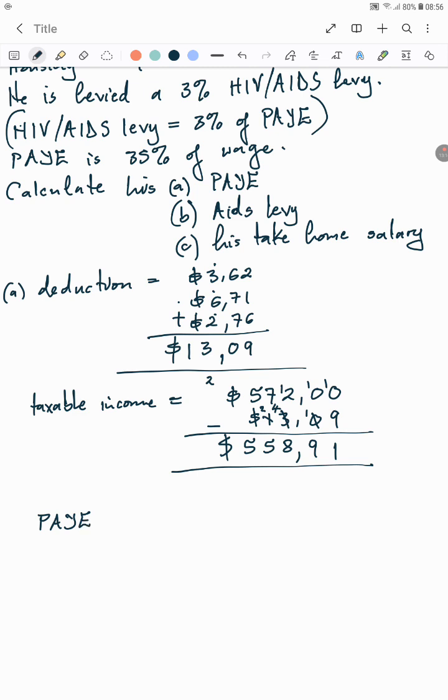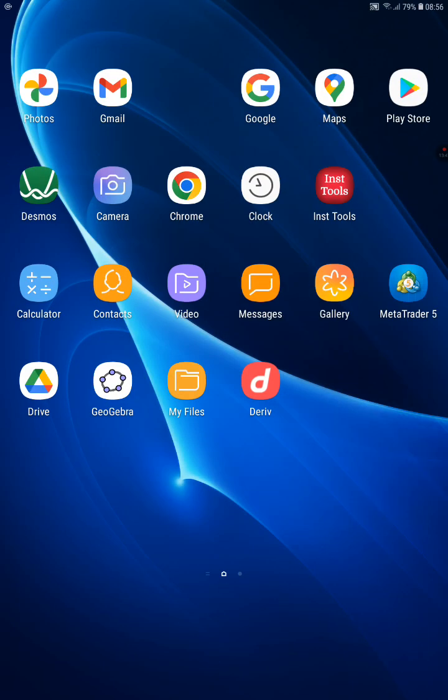which is pay as you earn. And PAYE, we are calculating 35% of the taxable income. So we're saying 35% of $558.91. So here we can use our calculator. Let's take our calculator.